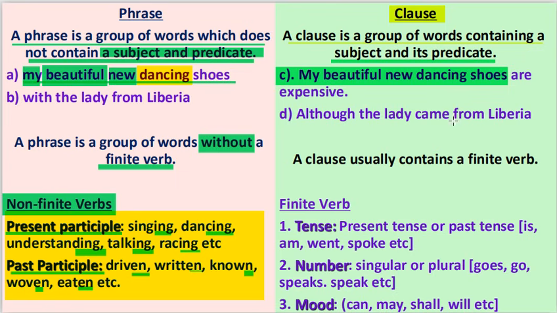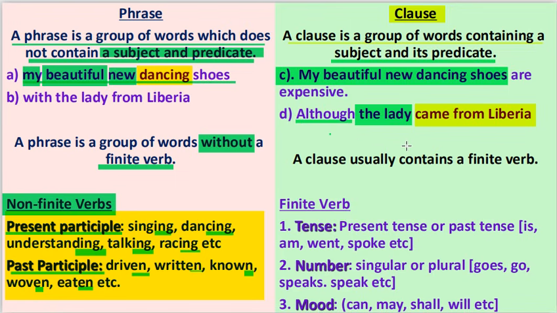Although the lady came from Liberia. If you look at this expression, you will realize that it cannot stand on its own. But then it has its subject and predicate. The lady is the subject. Came from Liberia is the predicate. And you will ask me, what about although? Although is a subordinating conjunction. It is actually the word that renders the sentence incomplete. As we can see, even though example D has the subject and its predicate, it still does not make a complete sense. This type of clause is called the dependent or the subordinate clause.